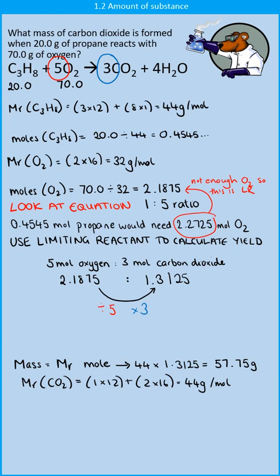And in this particular question, they haven't asked for a specific number of significant figures, but I can see that in the question, both of the masses they've given me are to 3 significant figures. And therefore, it's a good idea for me to leave my answer with 3 significant figures as well, just in case there's a mark for that. So I'm going to do a little bit of rounding and make this 57.8 grams.